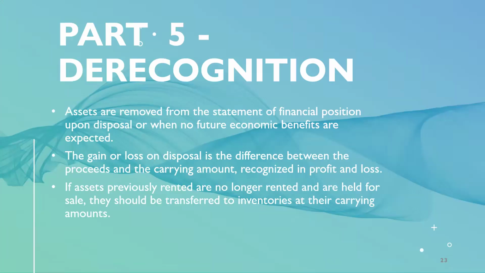Part 5, Derecognition. Assets are removed from the statement of financial position upon disposal or when no future economic benefits are expected from the asset. In this case, gain or loss is calculated by subtracting carrying amount from disposal proceeds. For example, a machine with a carrying amount of $30,000 is sold for $25,000. So there is a recognized loss of 5,000 in the statement of profit and loss.